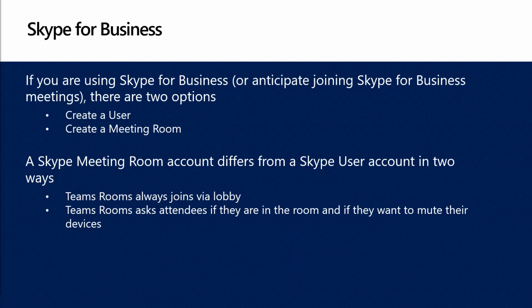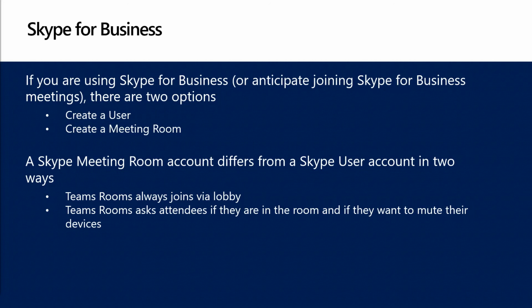Skype for Business support. So in Skype for Business, you basically have two options. You can just take a typical Skype for Business user account, leave it as is, give it a name such as the conference room name, and then configure the Exchange settings and off you go. Or optionally, you can convert that user account to a meeting room account. It's essentially the same thing, but there are about 2 or 3 unique things to it.